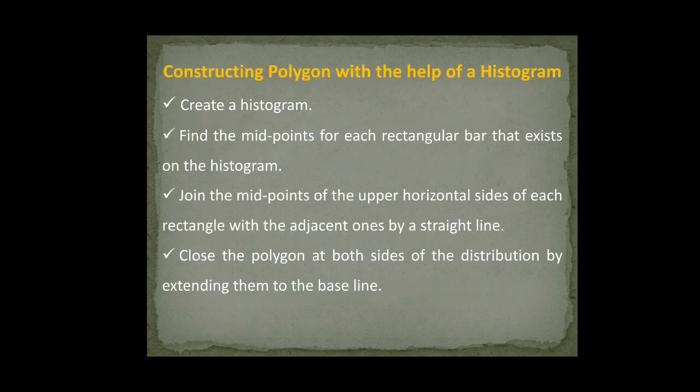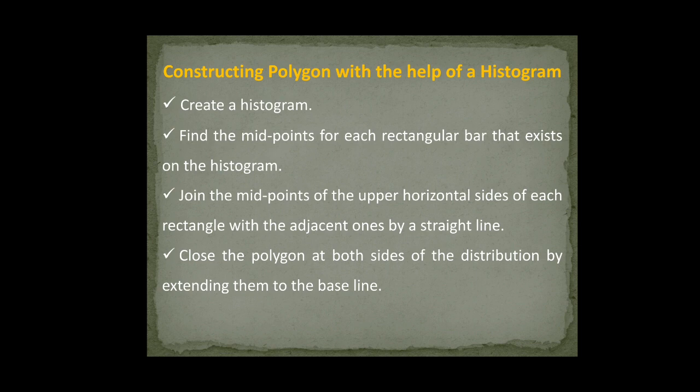Let us first understand the construction of a frequency polygon with the help of a histogram. Students, the first step is to draw a histogram from the given data set. How to draw a histogram, we explained in our previous lecture. So firstly, we have to create a histogram. After creating the histogram, find the midpoints for each rectangular bar that exists on the histogram.